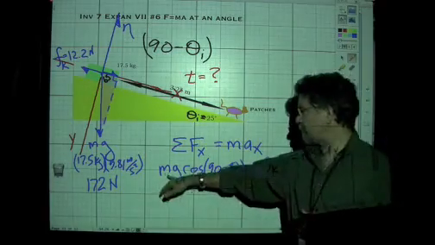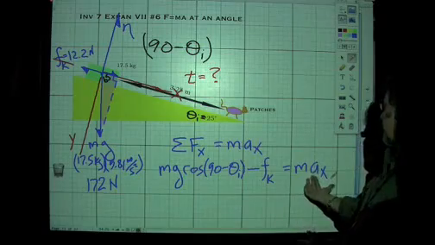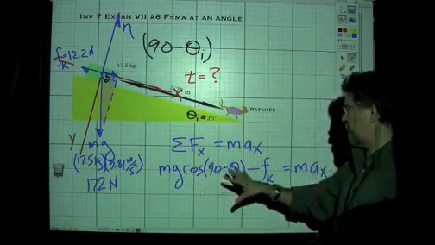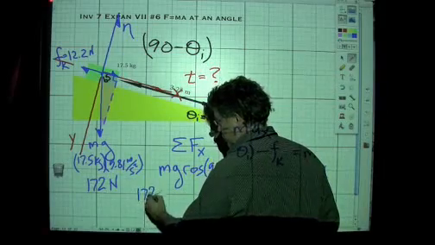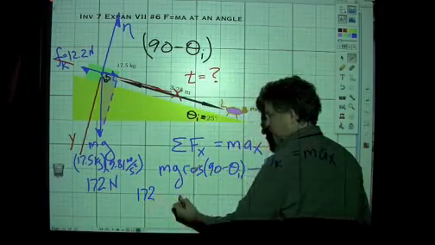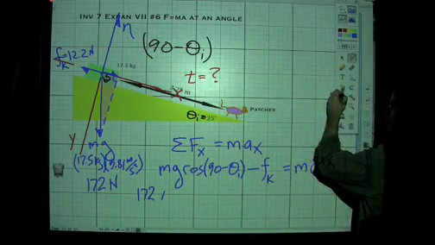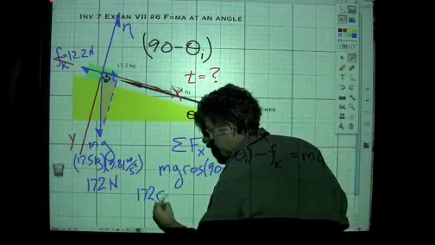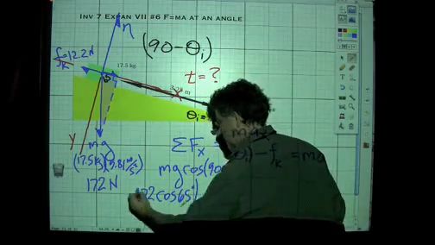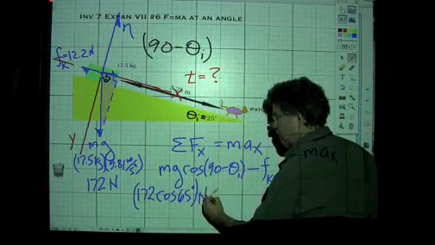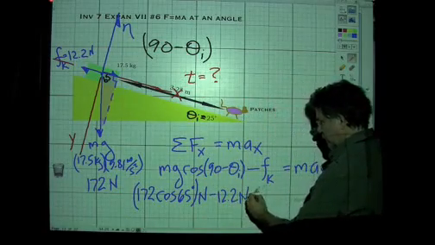Okay, so now it's time. I could go ahead and solve for a sub x, bring the m over. I'm just going to go ahead right now at this point and plug in. So we have 172 newtons, 172 times cosine of, as I said up there, 65. And that's newtons, minus, as given, 12.2 newtons, equals my mass.